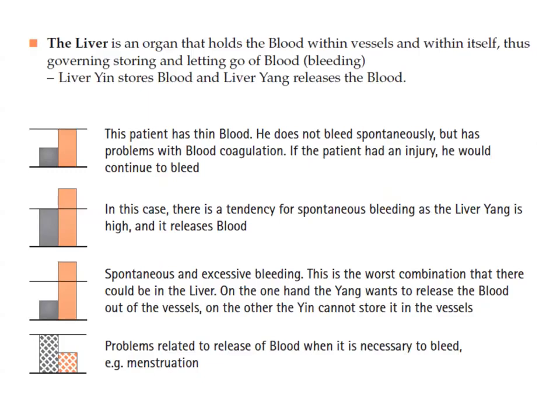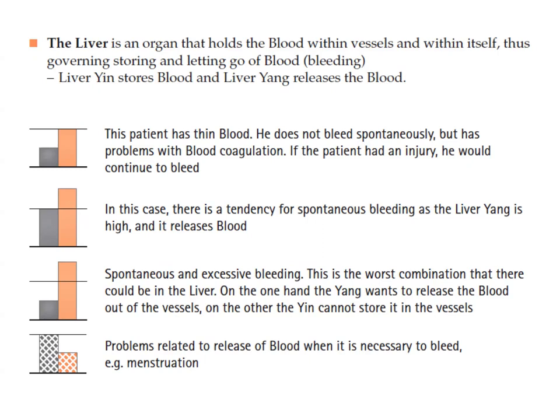The liver is an organ that holds the blood within the vessels and within itself, thus governing, storing, and letting go of blood through bleeding. Liver yin stores blood, and liver yang releases the blood. Okay? This patient has thin blood. This is the towergram. He does not bleed spontaneously but has problems with blood coagulation. If the patient had an injury, he would continue to bleed.